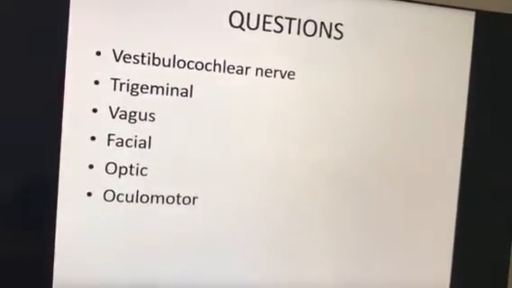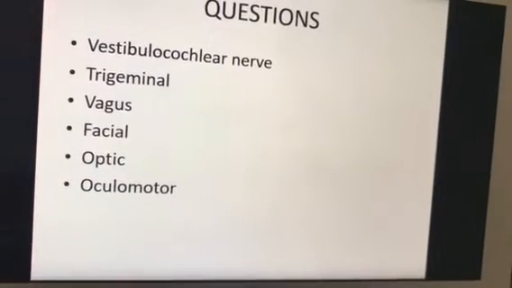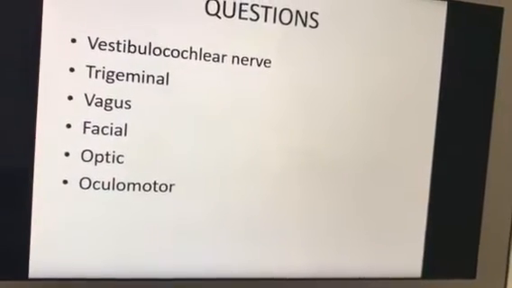For example, I have given a few cranial nerves. We'll try to find out which component is the correct one, right? So first, vestibulocochlear. First the student should identify the nerve. Which nerve? 8th nerve. Vestibulocochlear means 8th nerve. Very good, identified. It is related to what? Hearing. Very good, it is related to hearing.